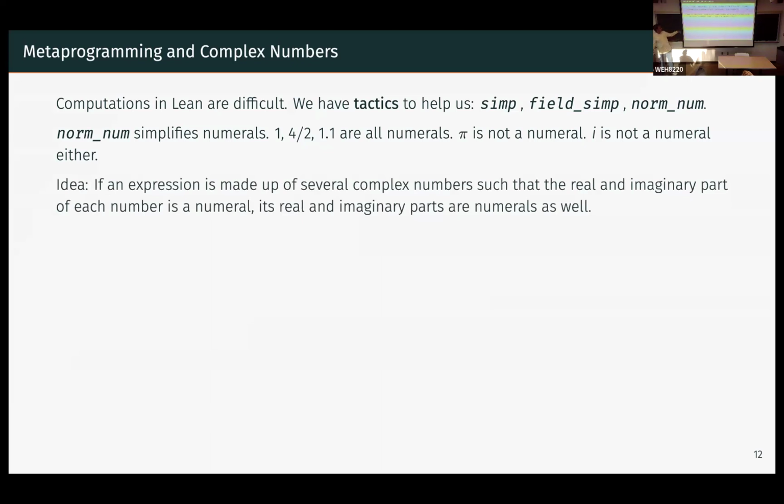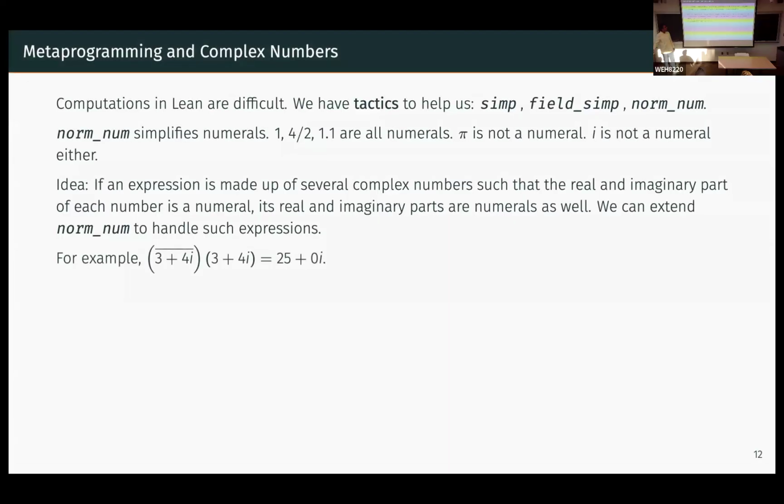So the idea is that if an expression is made up of several complex numbers, and I know that the real part and the imaginary parts of those complex numbers are all numerals, then in theory I can, well, not just in theory, as we can see, we turn that theory into something practical, where you can just look at the real part, look at the imaginary part, simplify those, and put them back together, right? It sounds pretty logical, and that's what we did.